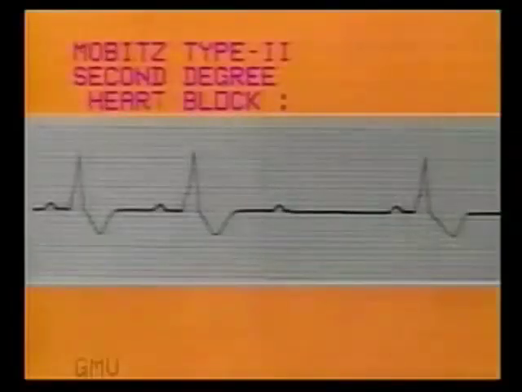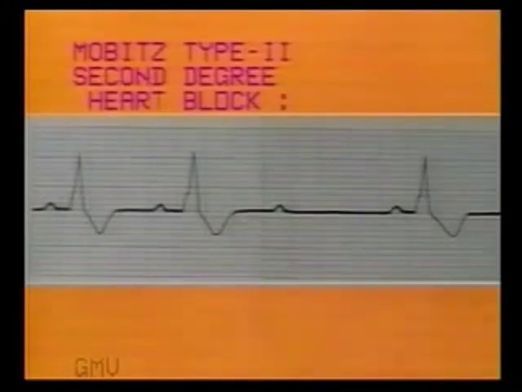Now we come to another type of second degree heart block, that is Mobitz type 2. This ECG shows wide QRS complexes of bundle branch block pattern. They are not ventricular ectopics because each QRS is preceded by a P wave indicating sinus rhythm. But intermittently, a P wave is not followed by a QRS complex. So this is second degree AV block.